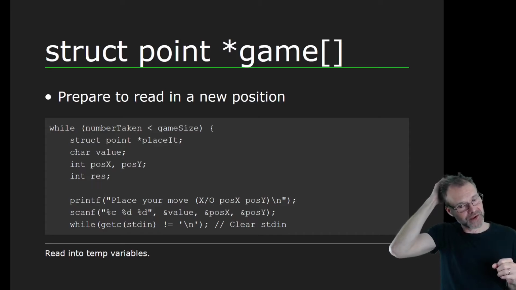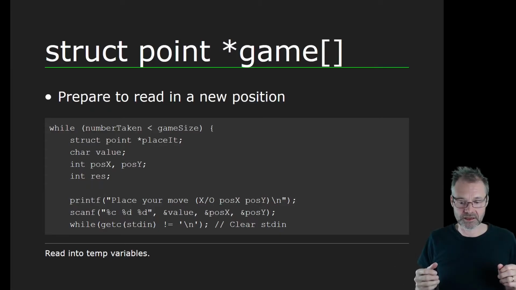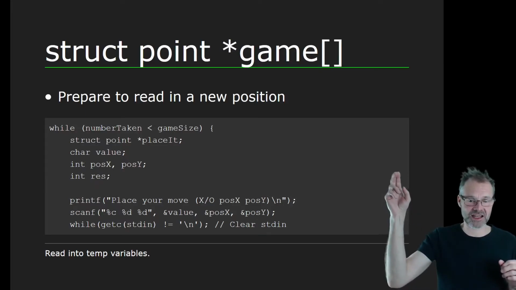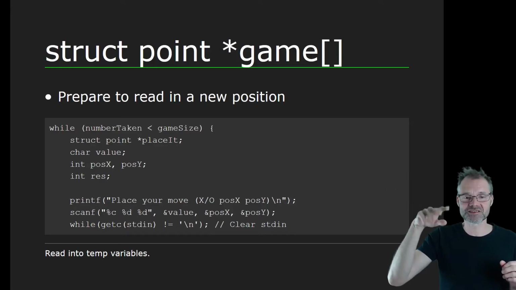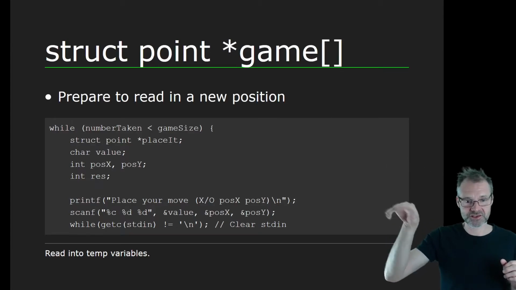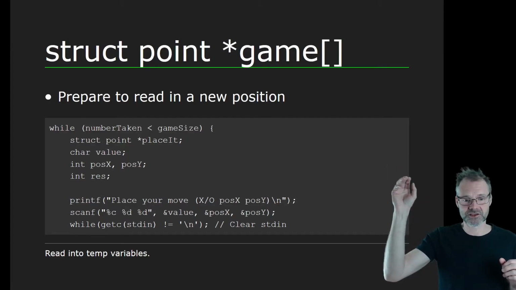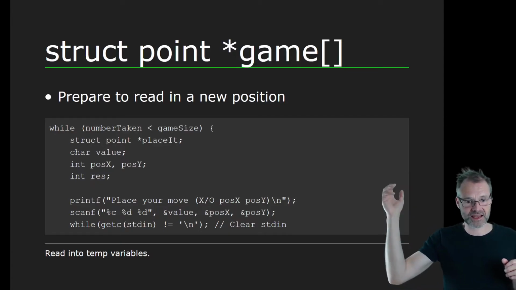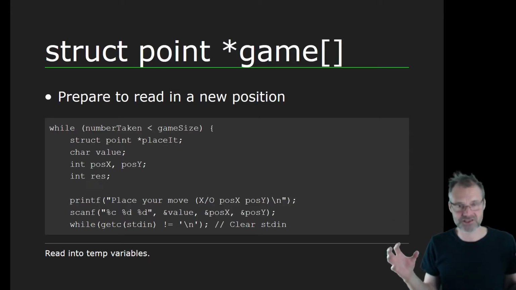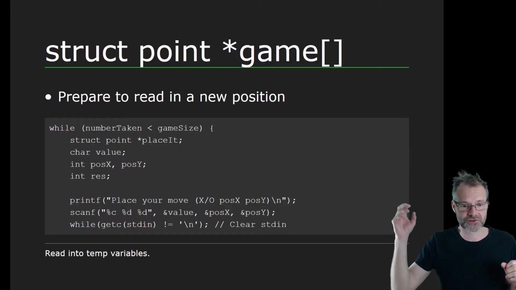So let's prepare to read the content in, each move into the game board, or place it, as I have called it here. I'm going to do this in a loop until the game board is filled. And for each loop, I'm going to create another struct point star. I'm going to call that place it, and then create some temporary variables that I can read the values into first.